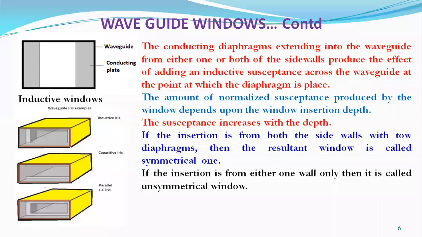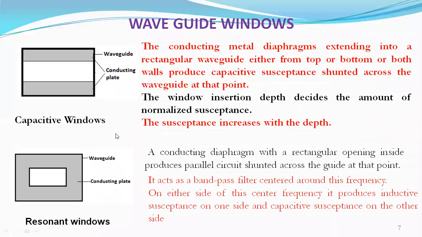Resonant window. How to create a resonant window? We are putting conductive plates inside the rectangular waveguide on both walls of the rectangular waveguide. So that is the inductor window.